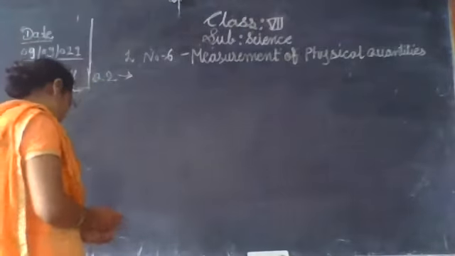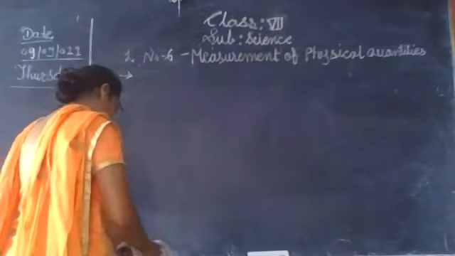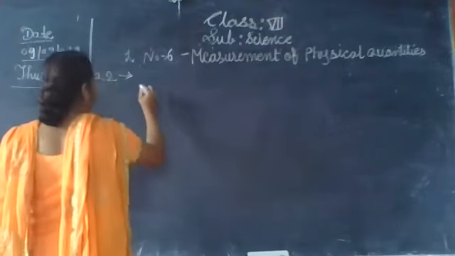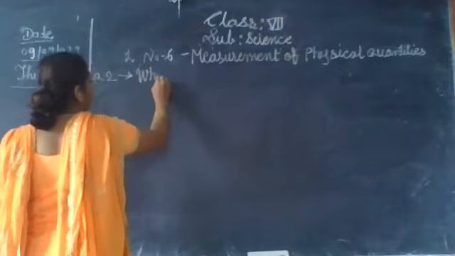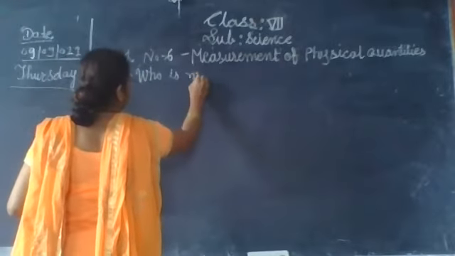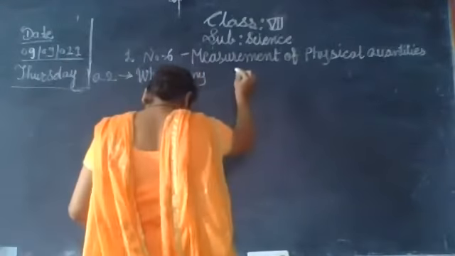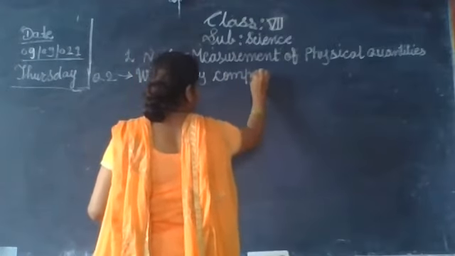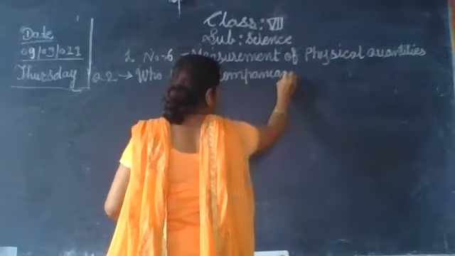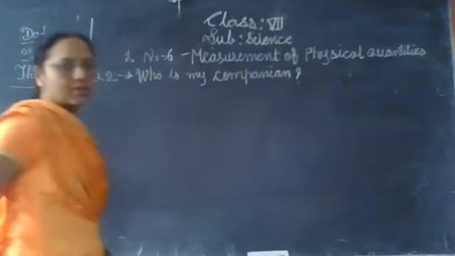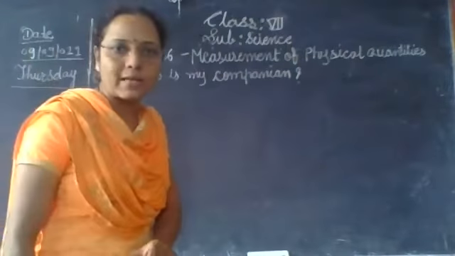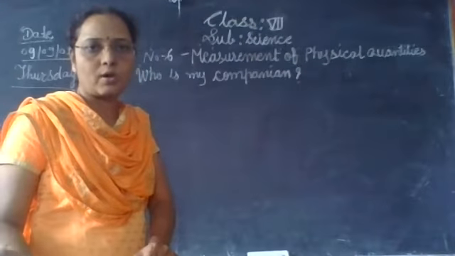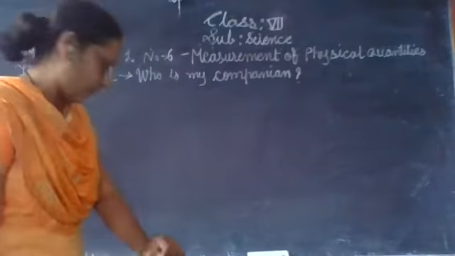Okay. So question is, who is my companion? Okay, this is our question. It is same like the match the pair. Column A is given, column B is given. So we have to match A with B.